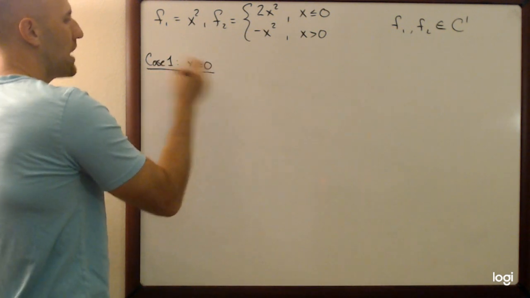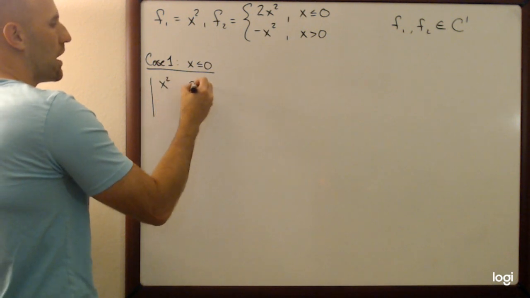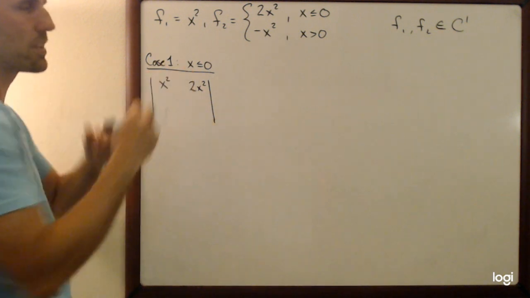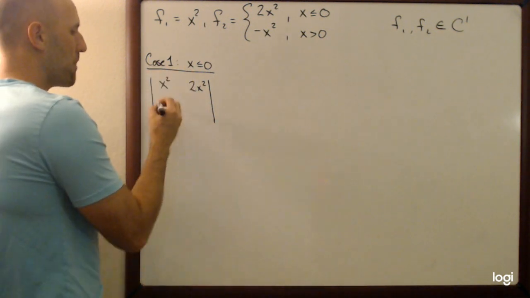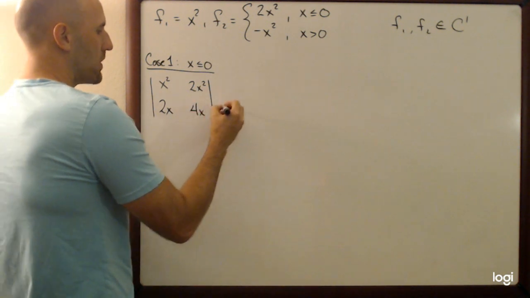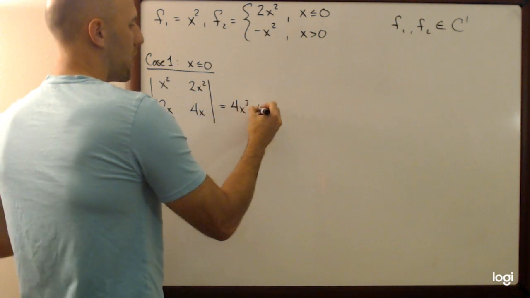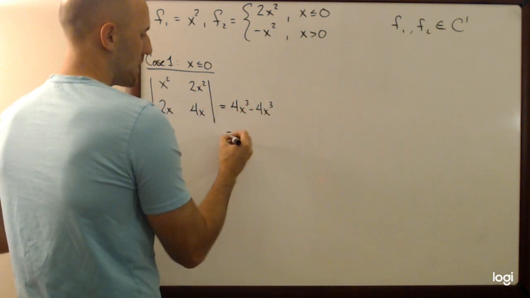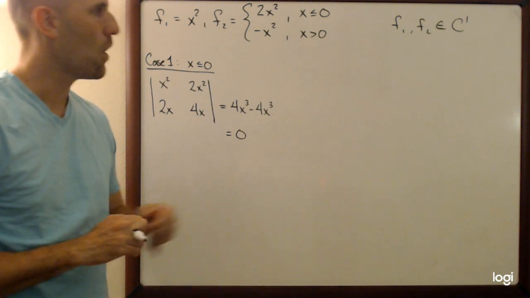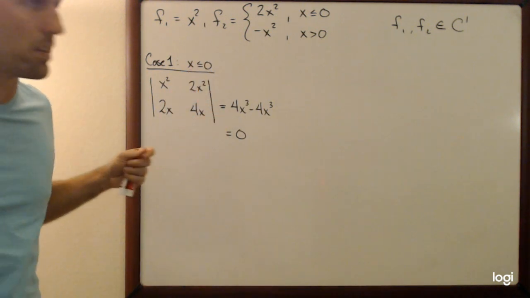Now in this case, my Wronskian is going to be x squared and 2x squared, because of course these are the two values of my function when x is less than or equal to 0. Taking my derivative, I get 2x here, I get 4x here. A very easy determinant gives me 4x cubed minus 4x cubed, that's equal to 0. So I'm halfway there, right? What about the other one? If the other one's not 0, then it's got to be linearly independent, right?